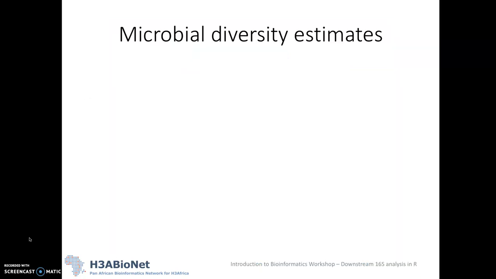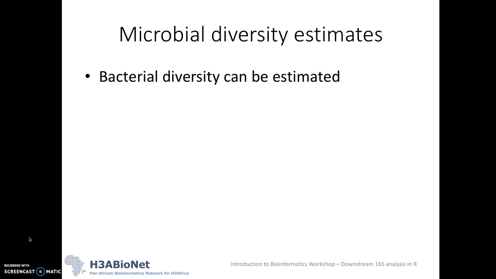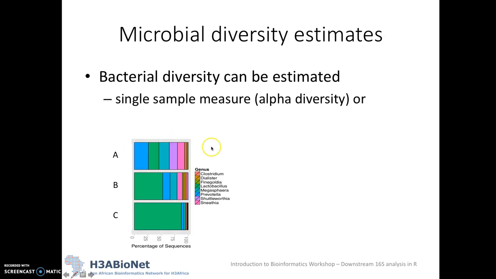So firstly, we'll get started on some theory on microbial diversity estimates. So bacterial diversity can be estimated for a single sample. So if we imagine we have three samples, A, B, and C here, you can see that for these three samples, they look very different. Sample A is quite diverse. It's got a lot of different genera. Sample B is somewhere in the middle, and sample C consists mainly of Lactobacillus, so one taxon. So these three samples clearly differ in terms of their within-sample diversity, and that's called alpha diversity.